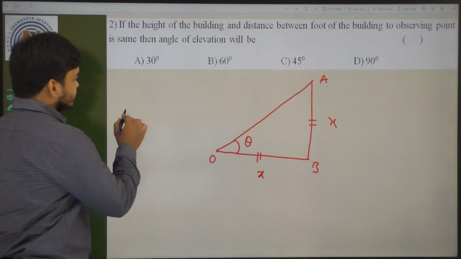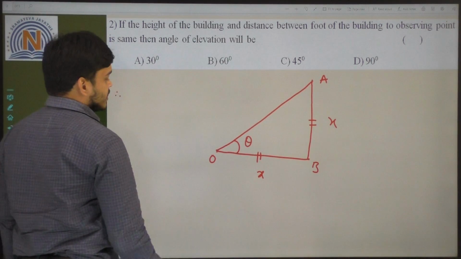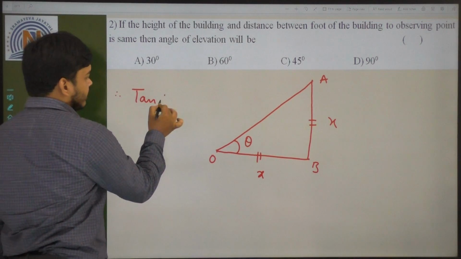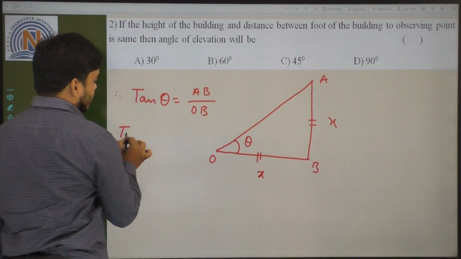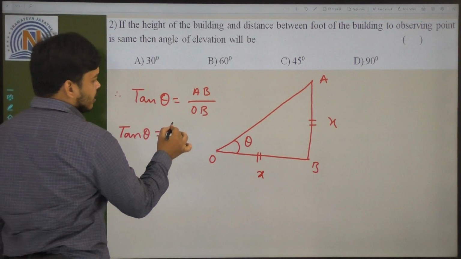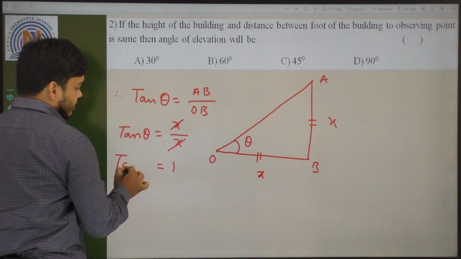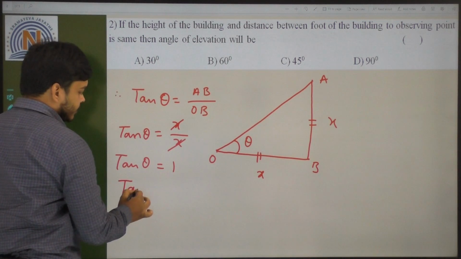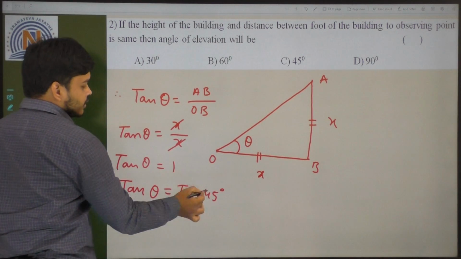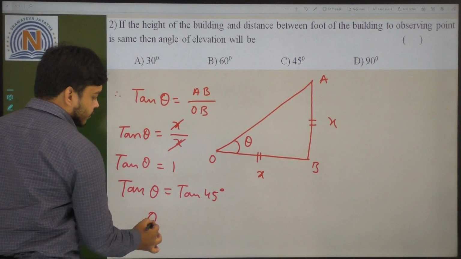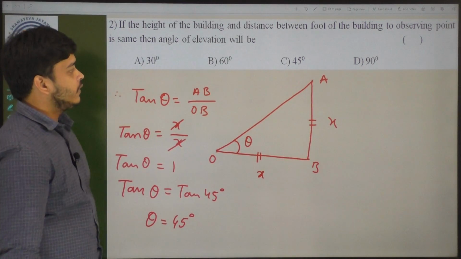From this diagram I am taking the ratio opposite by adjacent side, that is the tan ratio. So tan theta equals AB by OB. Therefore tan theta equals AB is x by OB is x. These two get cancelled, then tan theta equals 1. We know that tan 45 degrees value is 1. Therefore in place of theta, 45 degrees is there. So the angle of elevation is 45 degrees.